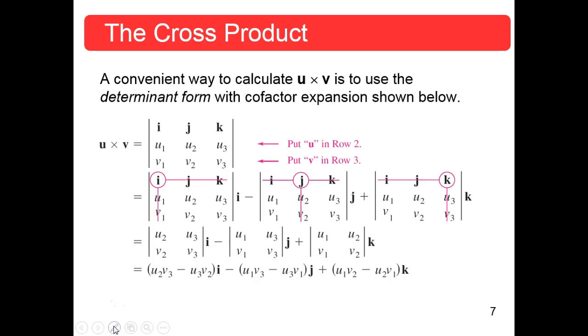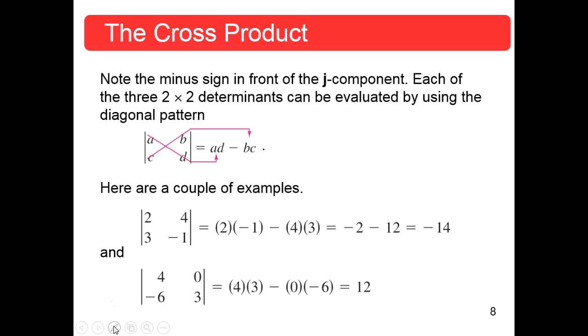They always do the U's before the V's, which is fine. It doesn't really matter. It's multiplication of numbers, and that's commutative. Note that the minus sign in front of the J component, each of the three 2x2 determinants can be evaluated using the diagonal pattern. The down diagonal is positive, the product of the up diagonal you negate. Okay, so it's always AD minus BC.